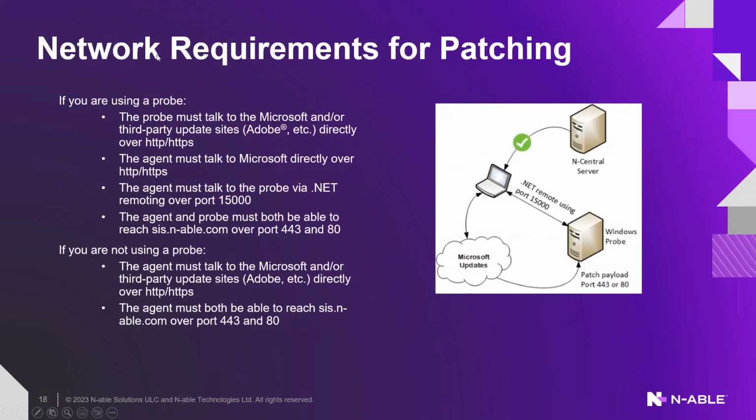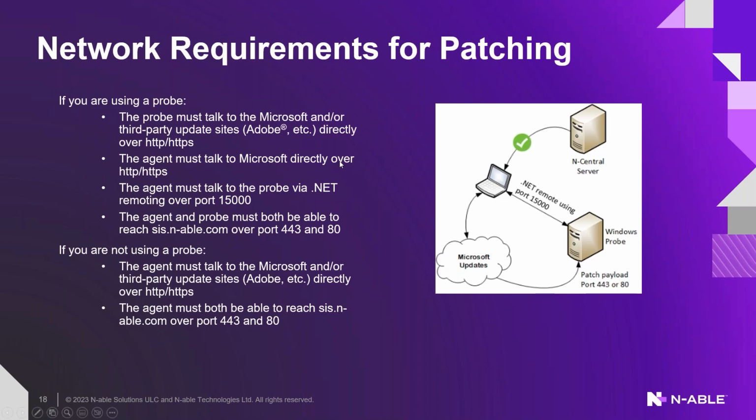Okay. Network requirements for patching. Now, this is something to be mindful of. If you're using a probe, there are a few things. The probe must be able to talk to Microsoft and/or third-party update sites like Adobe. Not all of them are cached at the third-party vendor. There is another website that is not listed here. It's called sis.n-able.com. That is where the majority of our third-party updates are pulled from.